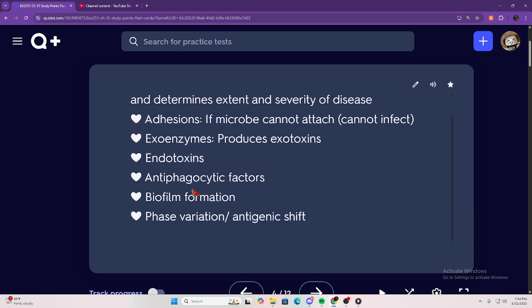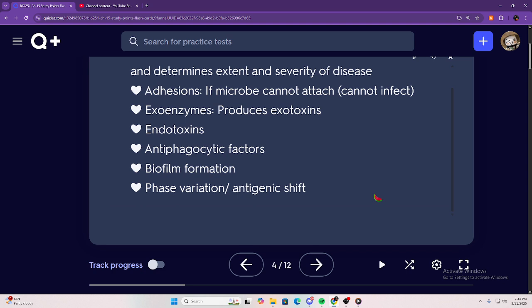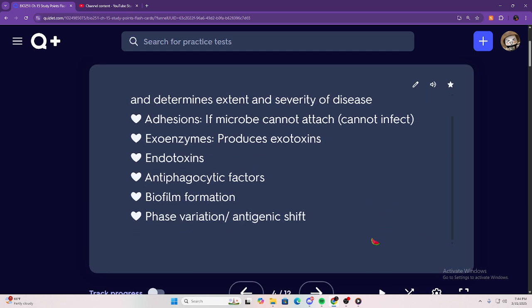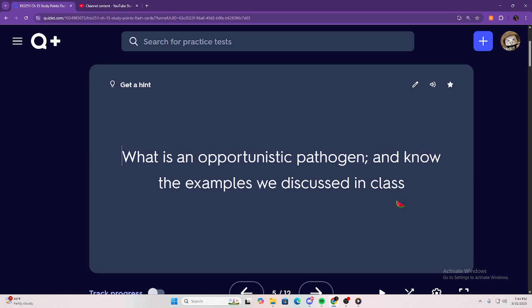Antiphagocytic factors. Basically, this is where the human cell cannot engulf the bacteria to kill it, if that makes sense. Because phagocytosis is where a cell engulfs another cell. Biofilm formation, like I said, is a part of the adhesion factor. So if it's able to produce a biofilm, the more likely it's able to adhere. Phase variation and antigenic shifts: you don't really need to know those last two.